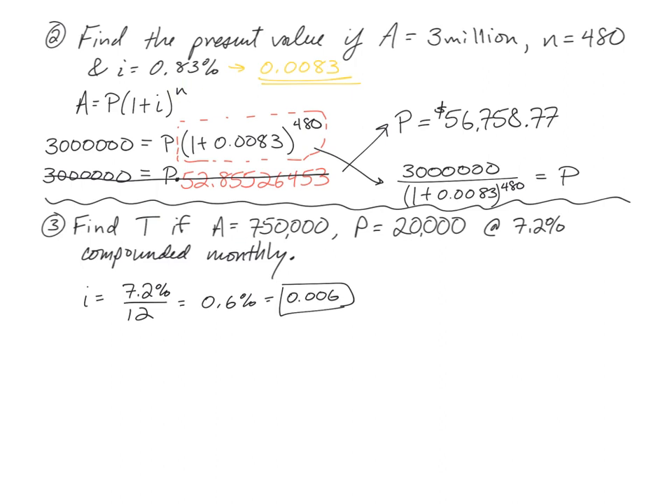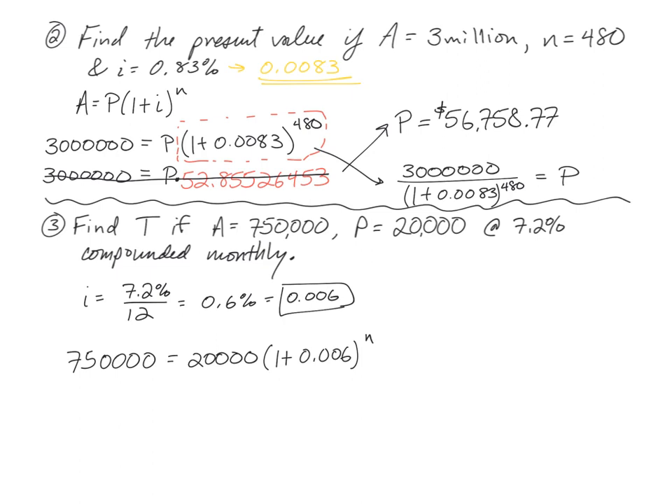We know A, we know P. So let's set this formula up here. So here's the formula set up for us nicely. As you can see back up here, A is $750,000. P is $20,000. 1 plus I, there it is. N, yep, there it is. And we have to leave N alone because N depends on T. And if we don't know T, then we can't know N.